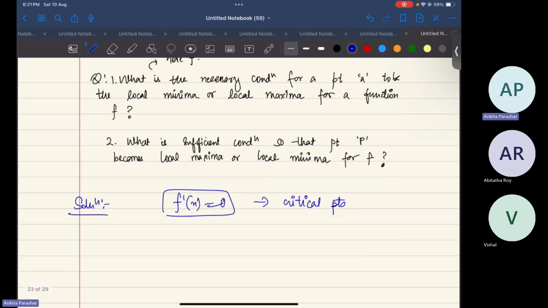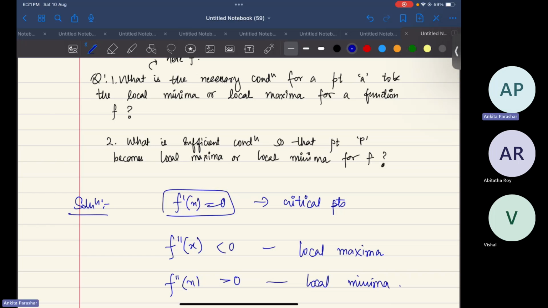And then how do you check whether that is a local minima or local maxima? If we take the double derivative of the function, one by one we substitute the critical points in the double derivative. If the answer is less than 0, then that is a local maxima, and if it's greater than 0, then it's a local minima. Okay, so this is true for one variable. Yes, this is what we want.